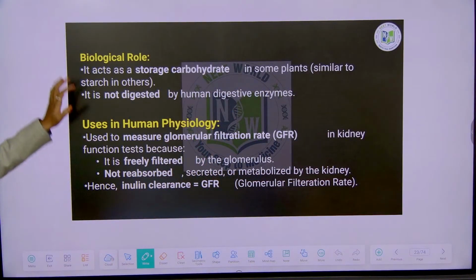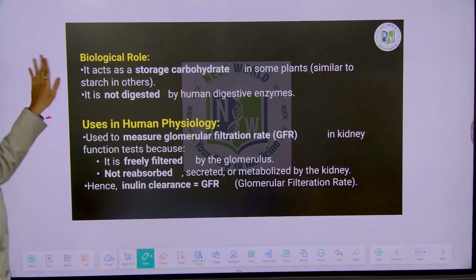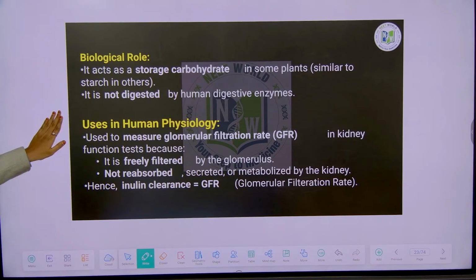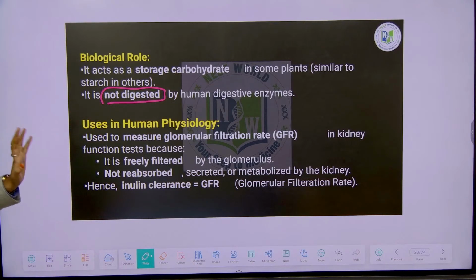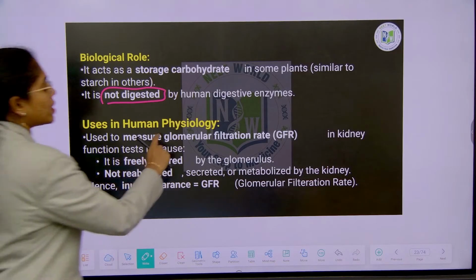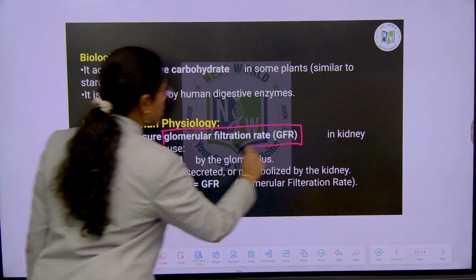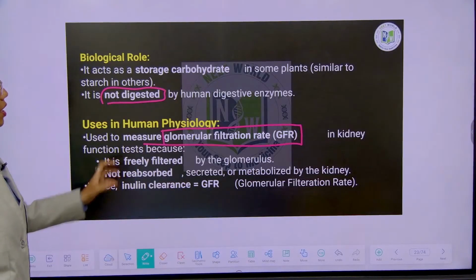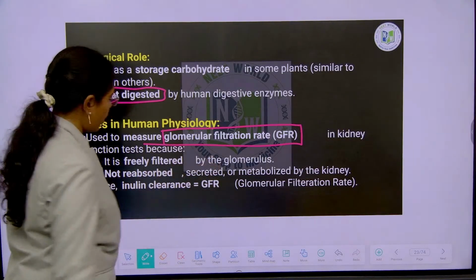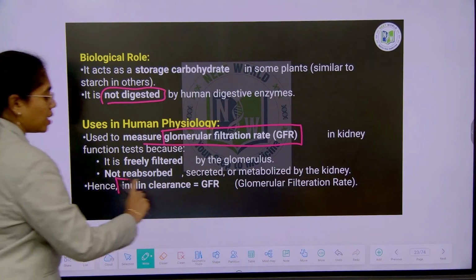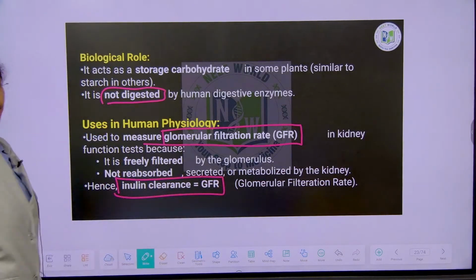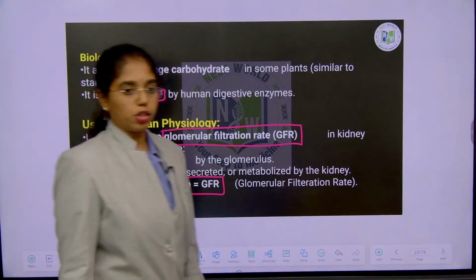Okay. So biological role, it acts as a storage carbohydrate in some plants. It is not digested by human digestive enzymes. What are the uses in human physiology? This is used to measure glomerular filtration rate in kidneys. It is freely filtered by the glomerulus, not reabsorbed and not secreted. So, inulin clearance is equal to glomerular filtration rate. That's all.